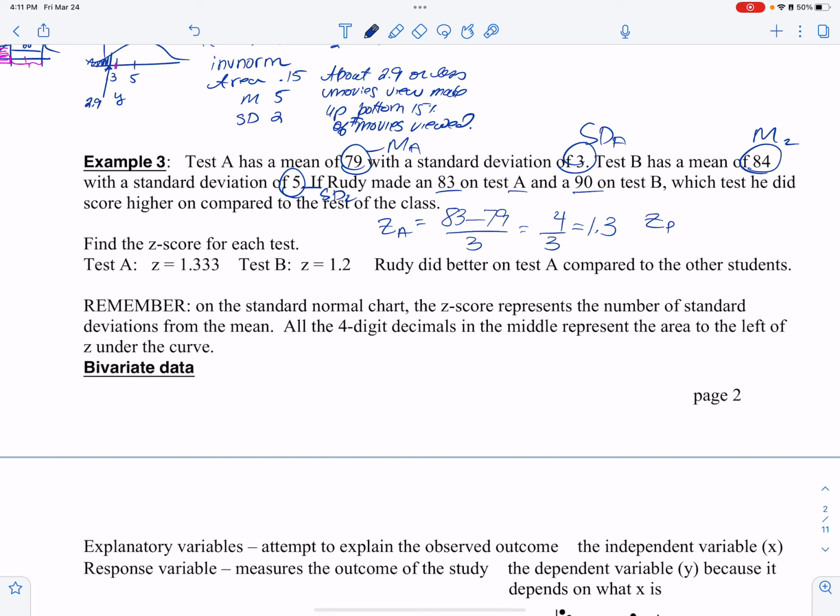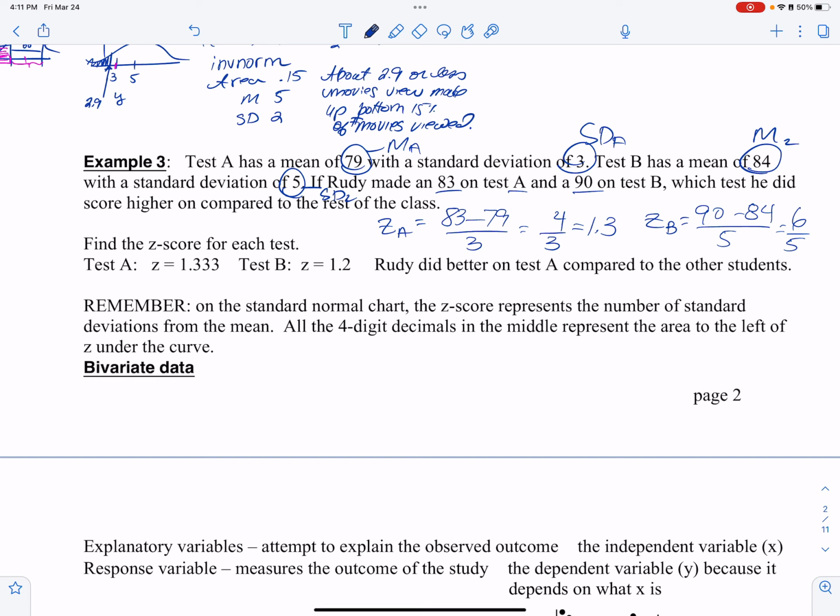And the z-score for test B is going to be 90 minus 84 over 5. Yep. And that's going to be 90 minus 84 is 6 over 5.